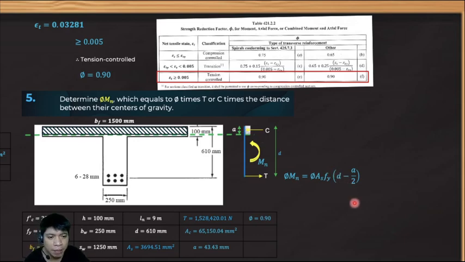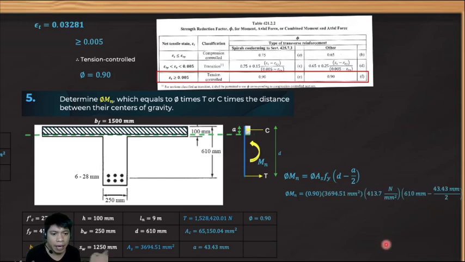Okay, so of course, alam na natin itong mga given na ito, guys. I mean, given na iyong iba. Na-compute na natin iyong iba. So, substitute lamang, guys. Ito na nga iyon. So, 0.90 iyong ating phi. As natin, 3,694.51. Then, Fy natin is 413.7. Then, iyong d natin is 610 minus a natin is 43.43 over 2. Okay? Then, ayun, nakompute natin si phi Mn dito.